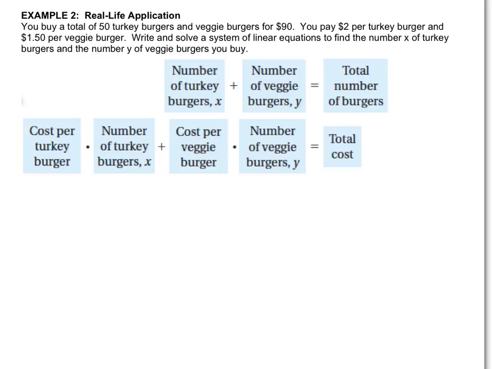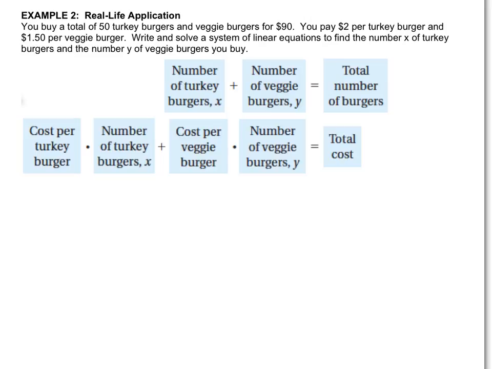We're talking about the turkey burgers and the veggie burgers. The first equation is referring to the number of burgers. We have some number of turkey burgers plus some number of veggie burgers, which would tell us how many we have. The second one is the cost of each turkey burger times the number of burgers, which would tell us how much our cost for all the turkey burgers was. Cost per veggie burger times the number of veggie burgers would tell us how much it costs for the veggie burgers in total, and then those put together give us a total cost.